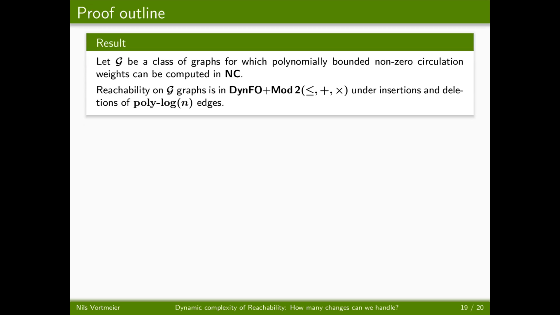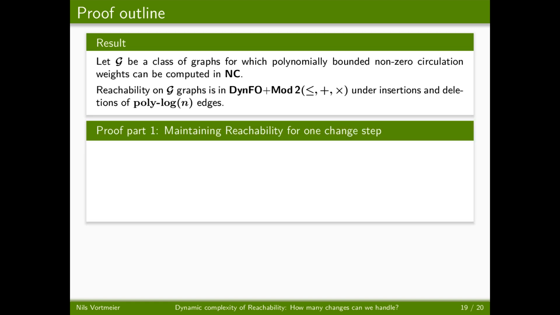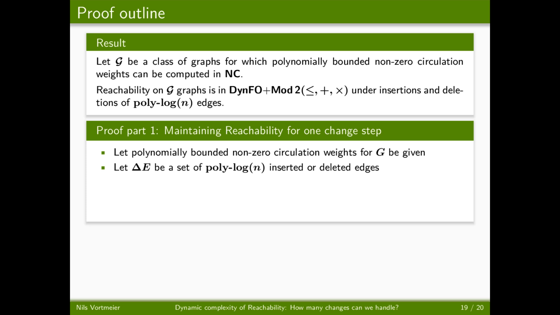The proof of our result that reachability can be maintained on all classes of graphs for which polynomially bounded non-zero circulation weights can be computed in NC now goes as follows. At first, we show that we can maintain reachability for one change of a polylogarithmic number of edges. Let's assume that we are given polynomially bounded non-zero circulation weights for our input graph G, and that there is a set ΔE of edges that are inserted and deleted, and that set ΔE is of polylogarithmic size.